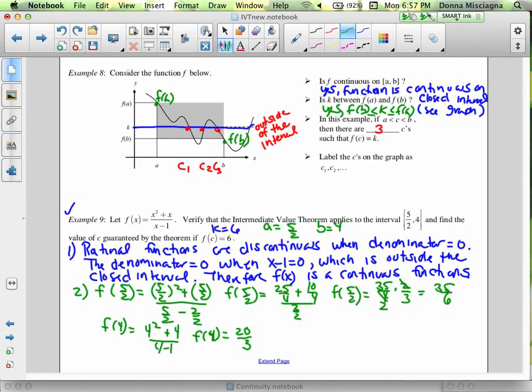All right, so now is k in between? Well, 20/3, that's more than 6.